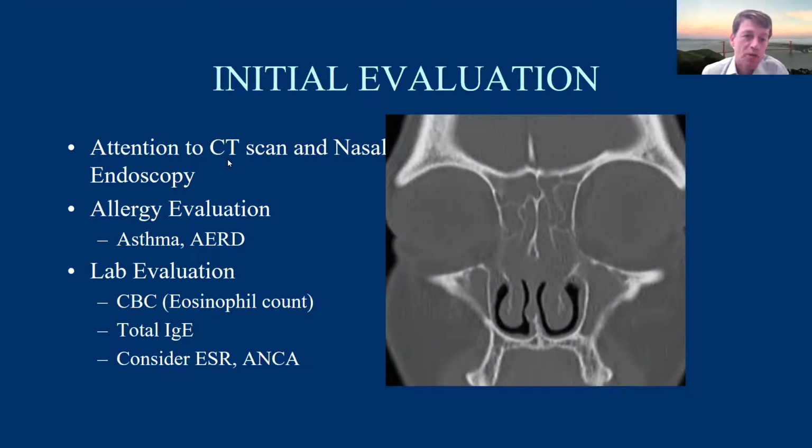So as we talked about before, close attention to your CT and nasal endoscopy, consideration for allergy evaluation, definitely asking about asthma and any reaction to aspirin or non-steroidal anti-inflammatory medications. And then for these patients, increasingly, I'm doing a laboratory evaluation at their initial presentation that includes a CBC, primarily looking for their eosinophil count, looking at their total IgE level, and in some rare cases, considering an ESR or ANCA if we're suspecting some other type of vasculitis that might be contributing to their disease process. That's relatively rare in my practice.